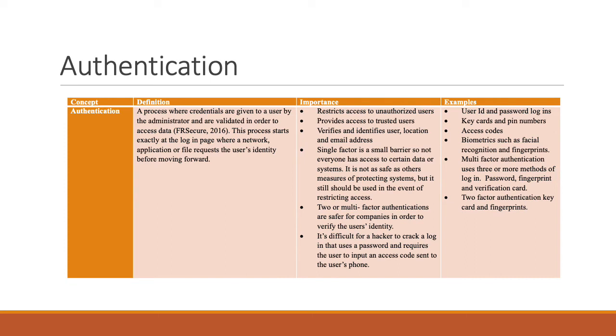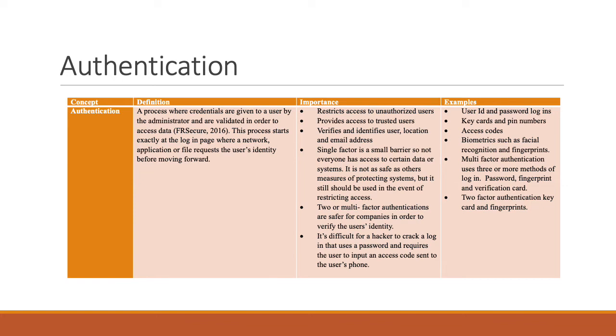Next, we're going to talk about authentication. The user is given a certain set of privileges on a system, but for them to access the data, they must first confirm their identity. In order to do this, the user must go through the authentication process, which is the start of the login page. Once the system identifies the user by name, location, and email address associated with it, at that point, the user is able to get in the system.